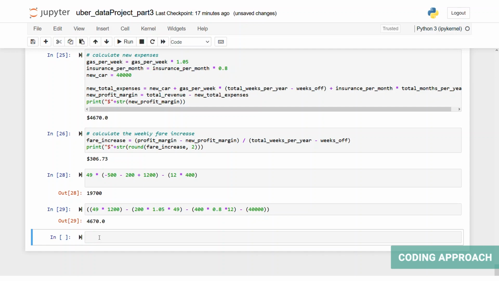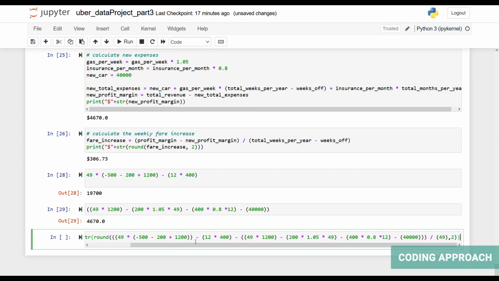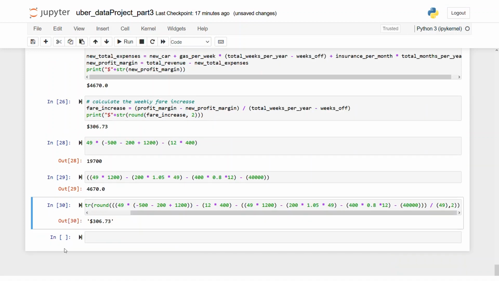So if you want to write it all in one line, here's how it looks. And the answer is the same. And there we have it.